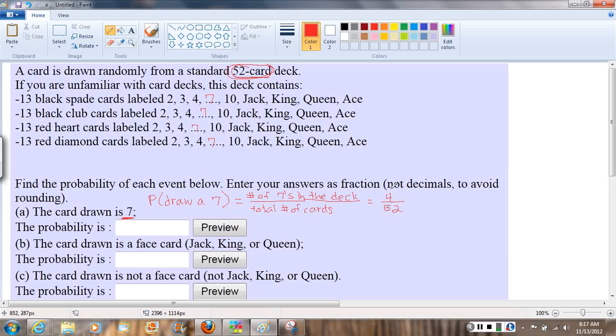Notice they asked don't enter it as a decimal, so we're just going to put it right in there as 4, and then the fraction slash key, 52. Alright, let's look at the next part here.